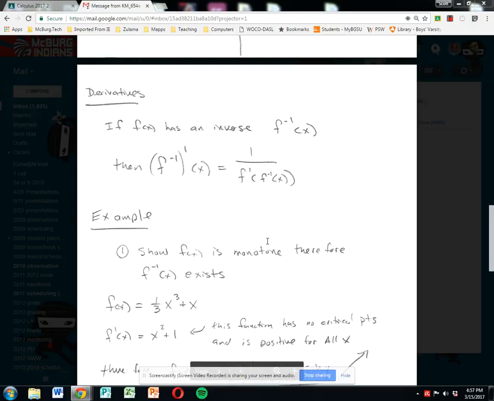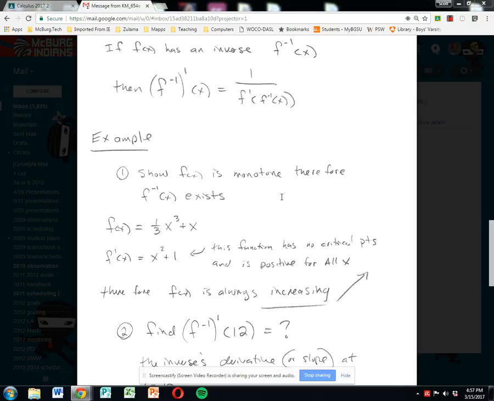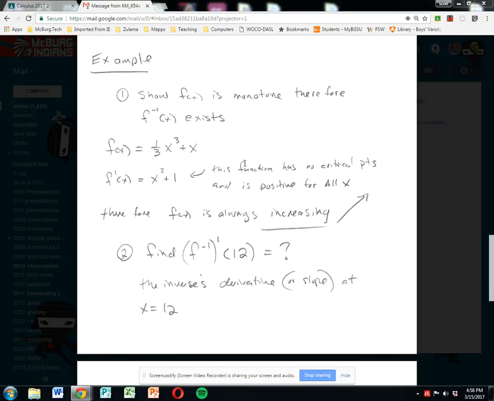If f of x does have an inverse, call it f inverse of x, then f inverse prime of x is equal to, and they give you this formula here, 1 over f prime composited with f inverse of the actual number x. And this is a little more interesting, but let's take a look at it. So first of all, we're going to show that this function is monotonic and therefore an f inverse of x exists.